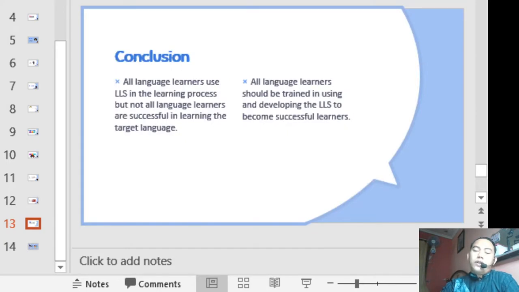So in conclusion, all language learners use LLS in the learning process, but not all language learners are successful in learning the target language. Since LLS are proved to have significant correlation with language proficiency and good language learners commonly have various learning strategies, it is reasonable to support the idea that all language learners should be trained in using and developing the LLS to become successful learners.